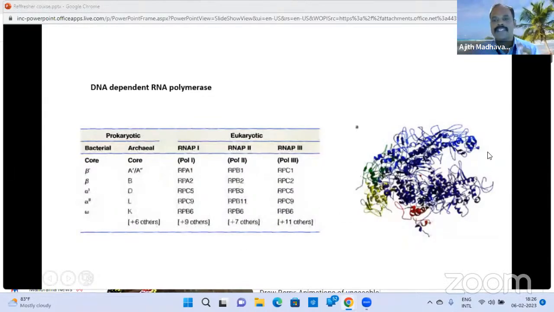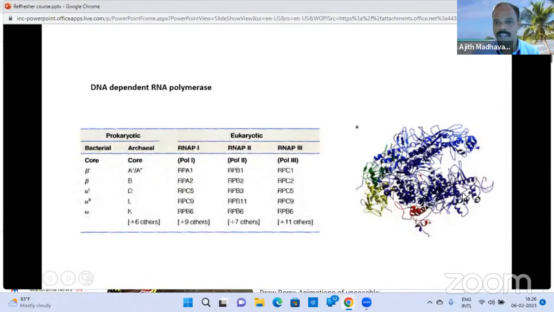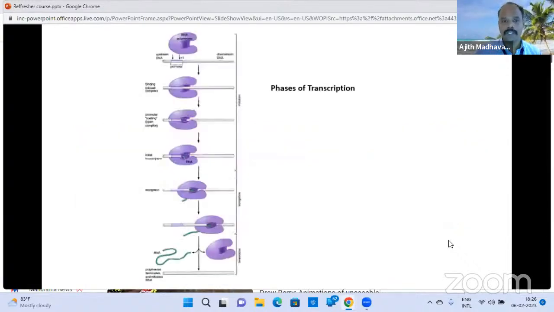The polymerase, in fact, has a crab claw shaped structure. People call it a crab claw shaped structure. So you can see a crab claw shaped structure with two pincers of the claw and leaving a space in between. This is how it is. The enzyme that synthesizes the RNA molecule is called DNA-dependent RNA polymerase.